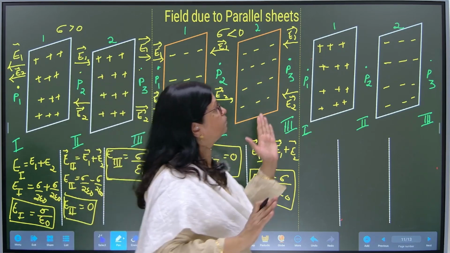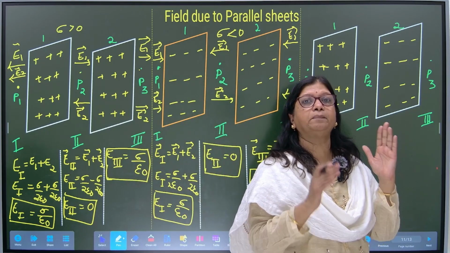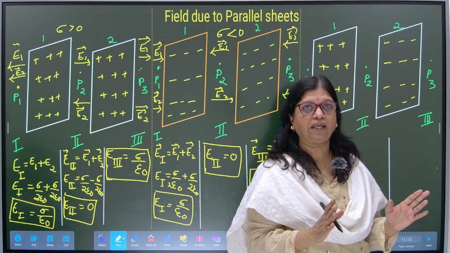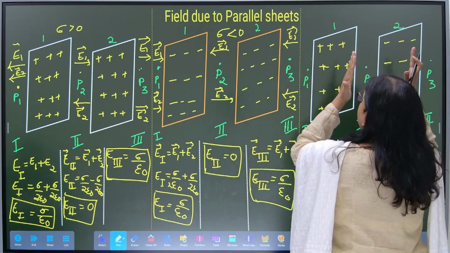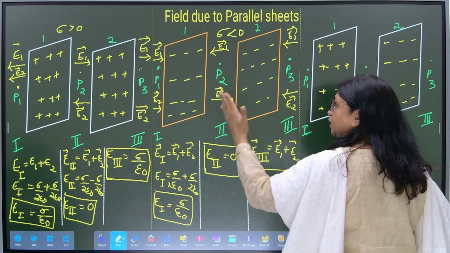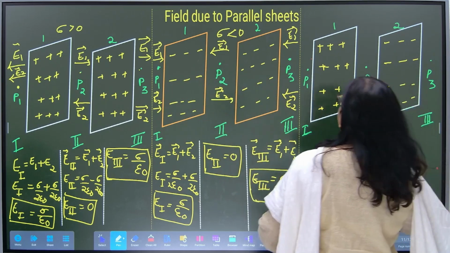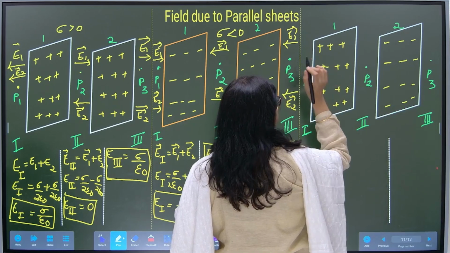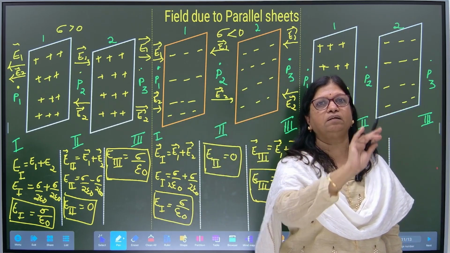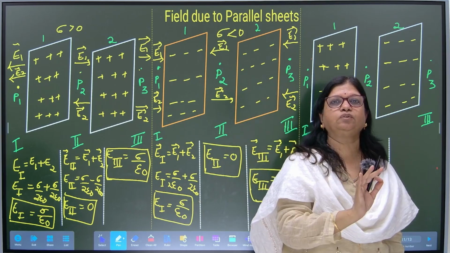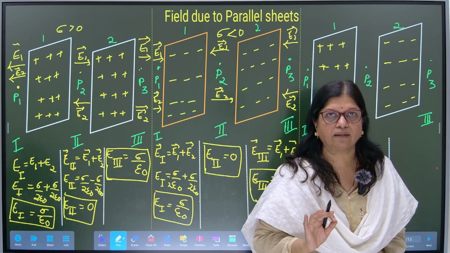Fine. Now let us move to the third part, or the third method, in which we have taken one sheet positively charged, one sheet negatively charged. Let us do the same exercise as we did for part 1, part 2. Now we have come to part 3. Now in part 3, P1. Again with the same rule, positive sheet radially outwards, negative sheet radially inwards towards the sheet. That should be the direction of the electric field.